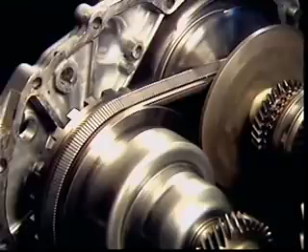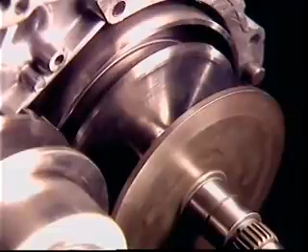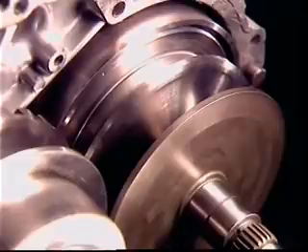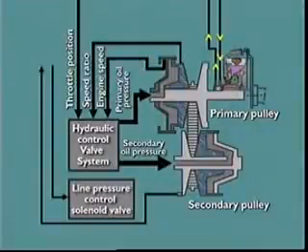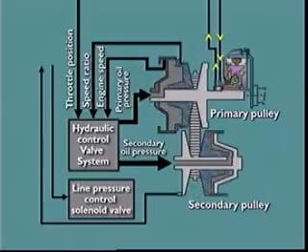A steel V-belt connects the primary pulley to the secondary. The pulleys are split to allow their contact radius or groove width to be varied. Hydraulic pressure from an engine-driven pump and a computerized hydraulic control system moves one side of each pulley inward or outward. This widens or narrows the pulleys, but the V-belt stays taut at all times.